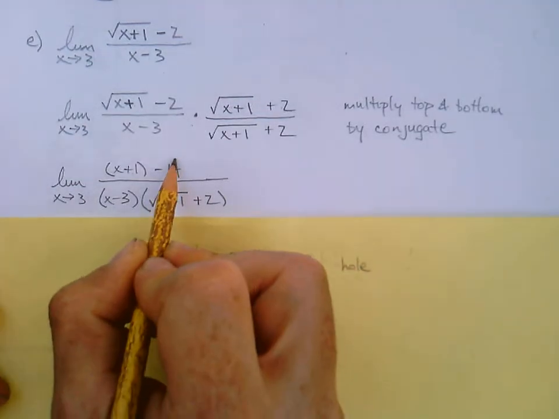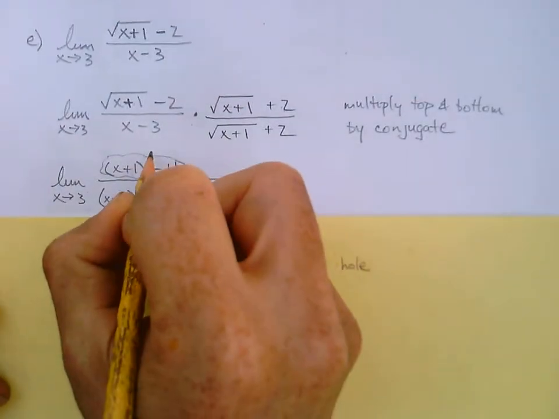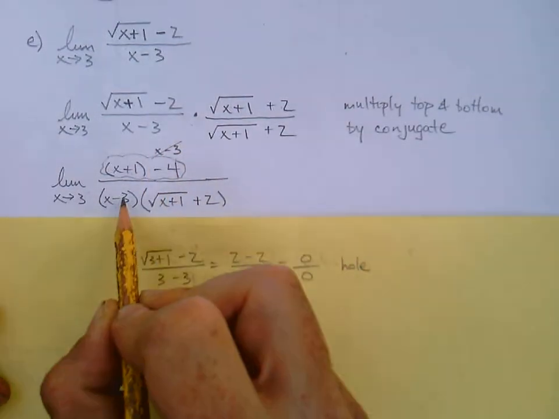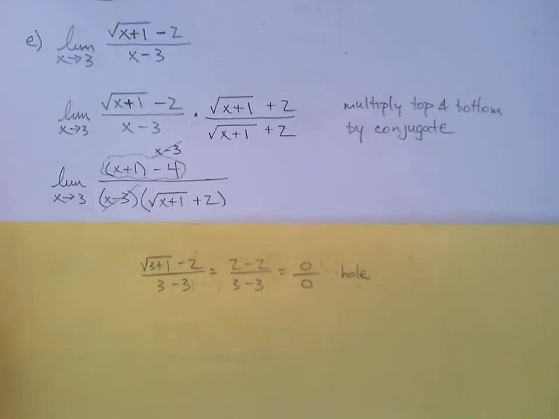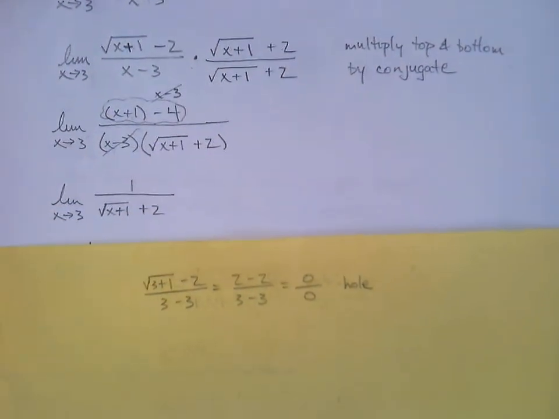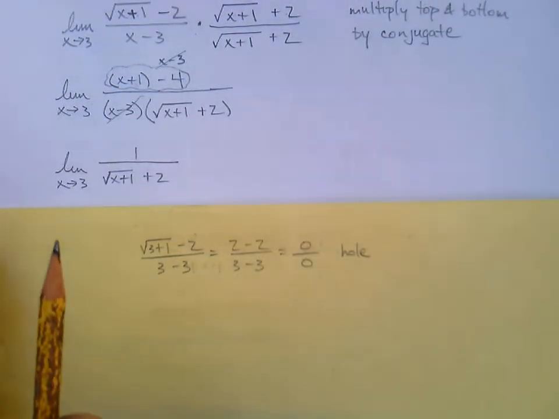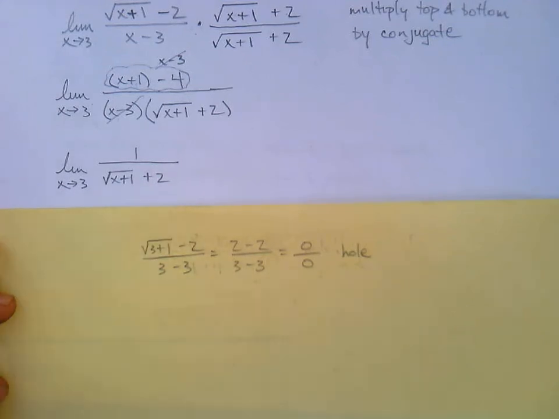Yeah, because look at this numerator. When we simplify, isn't this x minus 3? X plus 1 minus 4? So we can cancel the x minus 3's. That cancels out the entire numerator, and all we're left with is this. Once that's gone, it's 1 over the square root of x plus 1 plus 2.